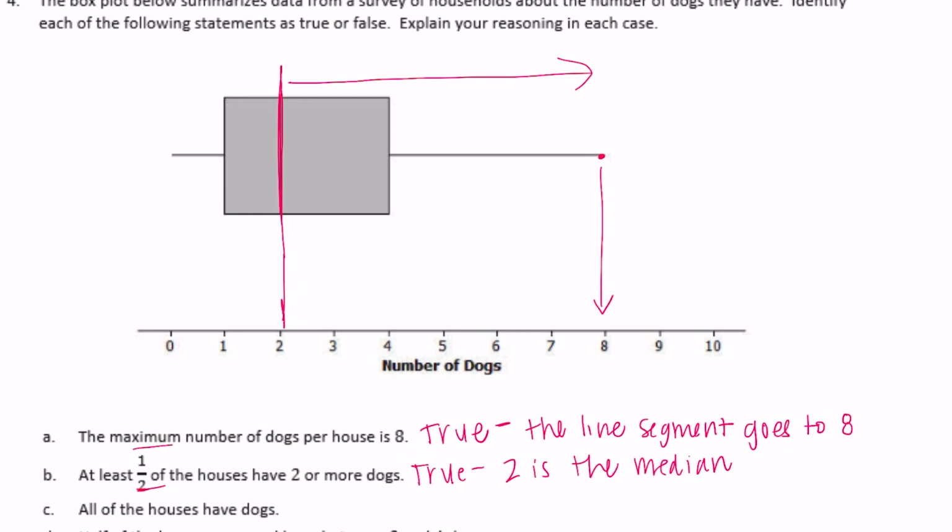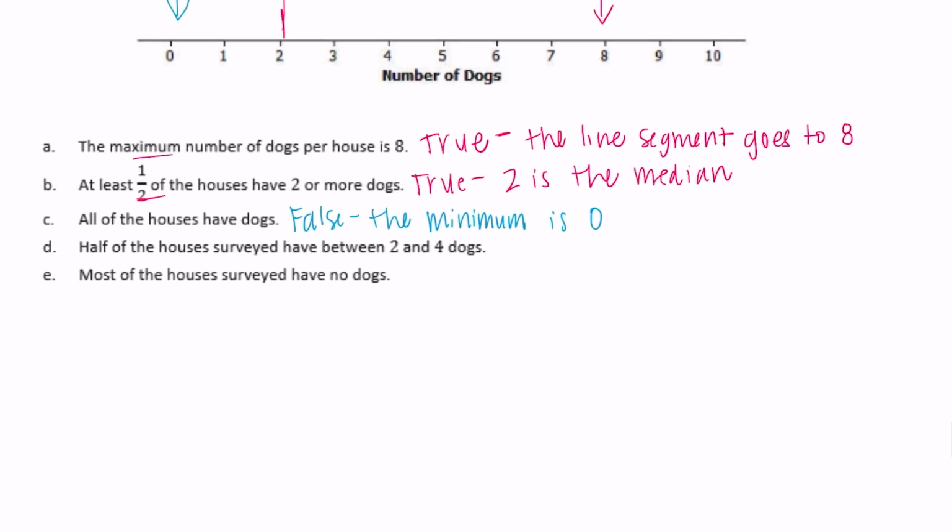Okay, let's see. C, all of the houses have dogs. So do all of the houses have dogs? I'm going to say no because the min right here is 0. Since the line goes all the way down here, that means there's some data at 0. So that's going to be false because the minimum is 0. So someone has 0.